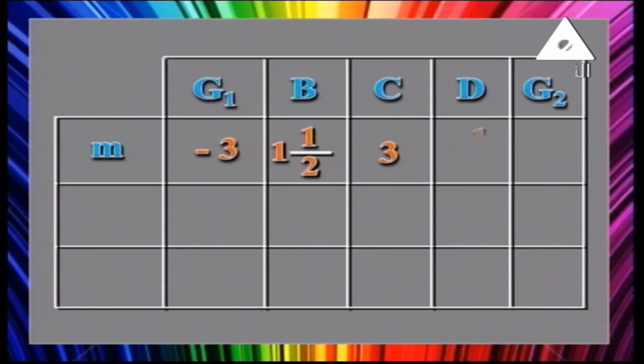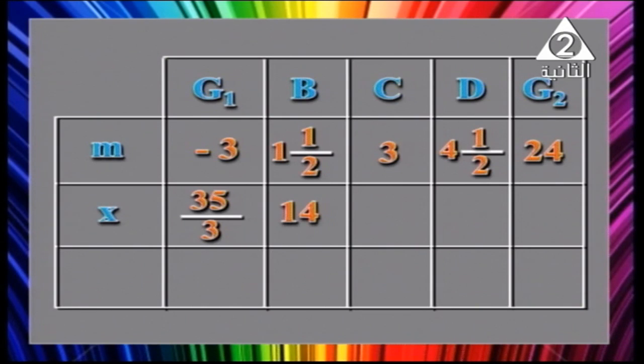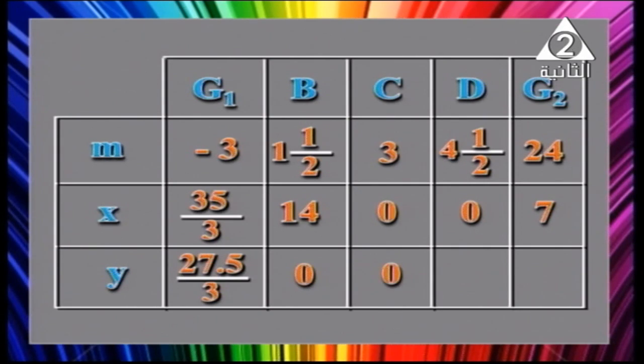My dear student, G1, B, C, D, and G2. Mass: -3, 1.5, 3, 4.5, 24. X coordinate: 35 over 3, 14, 0, 0, and 7. Y coordinate: 27.5 over 3, 0, 0, 11, and 5.5. My dear student, remember the origin point is at point C, (0, 0).